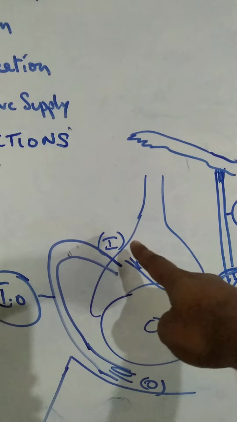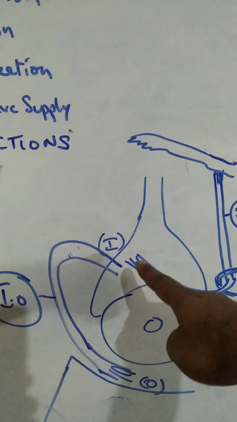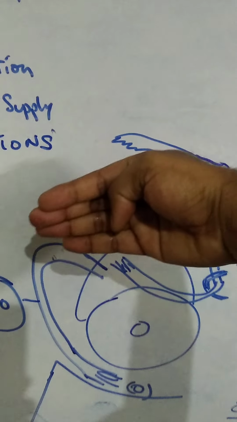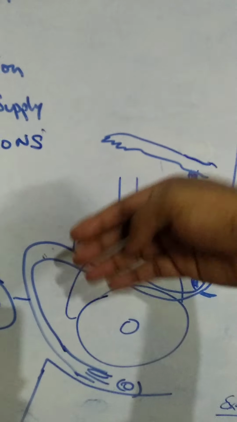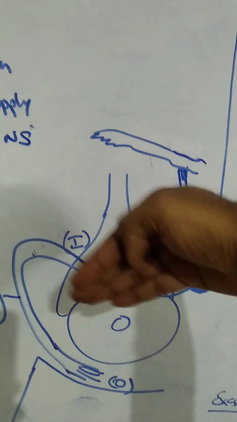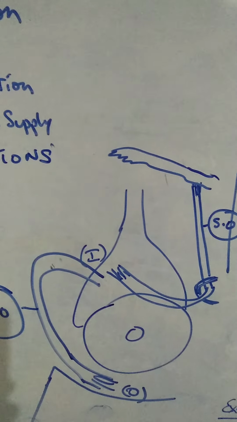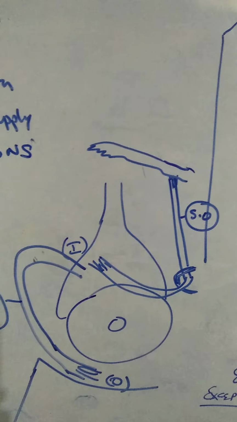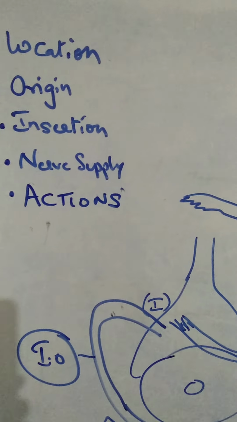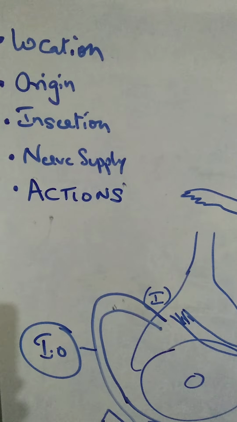Both of them are attached to the sclera of the eyeball, posterior to the equator. The equator of the eyeball is a plane which divides the eyeball into two halves, an anterior half and a posterior half. These two obliques are attached to the posterior half. To be more precise, in the posterior lateral quadrant of the eyeball. That is the insertion. So the origin and insertion of this muscle are over.